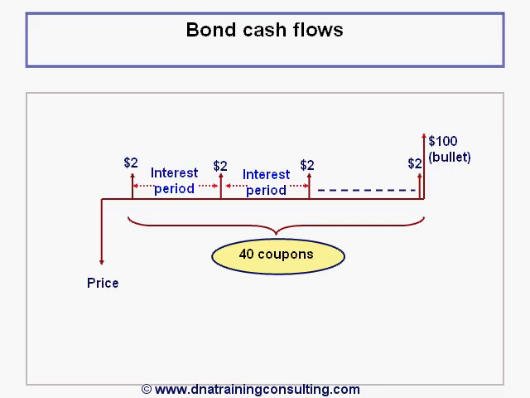Furthermore, the equal horizontal distance between each cash flow reflects the quarterly payment feature, and the time between each coupon is normally referred to as the interest period, as you can see indicated here in the bright blue. Lastly, the one arrow at the beginning, which points in the opposite direction from the others, represents the purchase price for this bond.